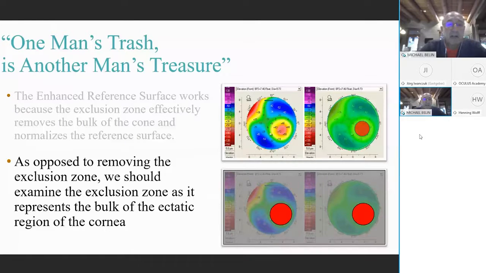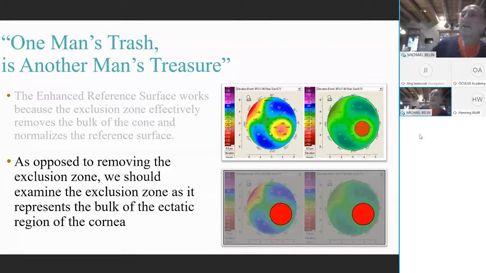But in most keratoconics, it's actually a 3 millimeter zone. And it's centered on the thinnest point. And I think that's really critical again. That exclusion zone, not an apical area, is centered on the thinnest point. And what that does, again, by removing that area, is normalize the reference surface.